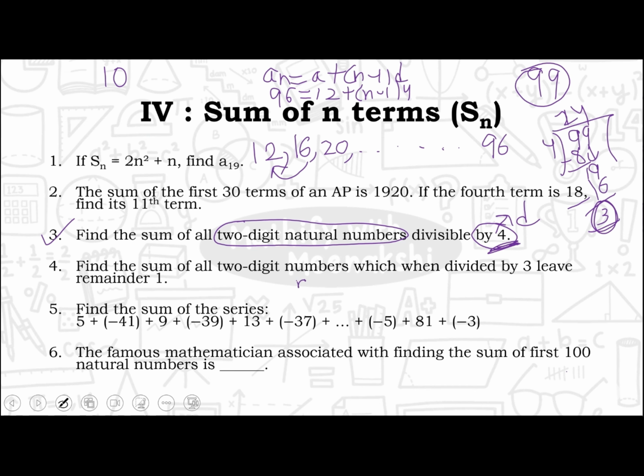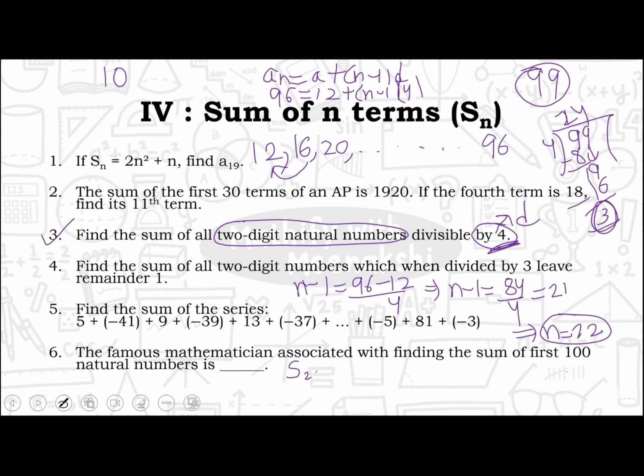Now, what will you do to find your N? I'm writing here. N minus 1 is equal to 96 minus 12 by 4. That is N minus 1 is equal to 84 by 4. And what is that? 21. Now, 21 is your N minus 1. So your N is 22. Now we know that my N is 22. That means we have 22 terms that are divisible by 4. So we have to find S22.